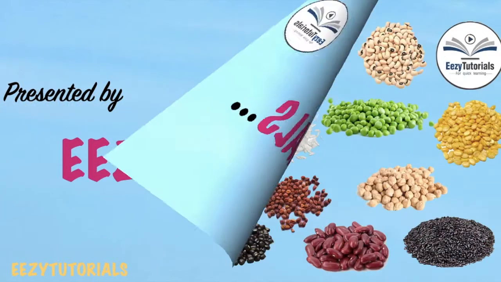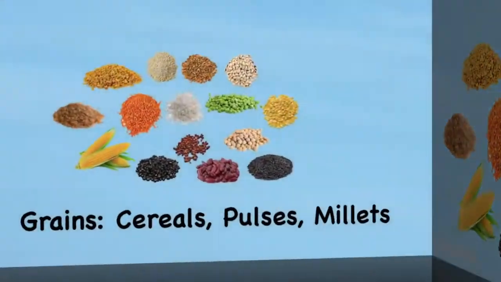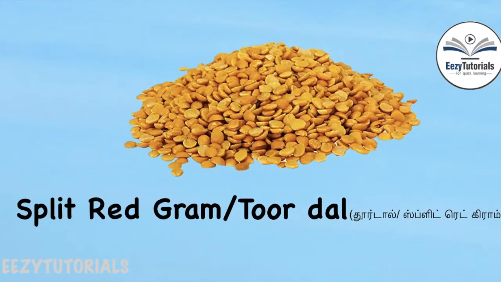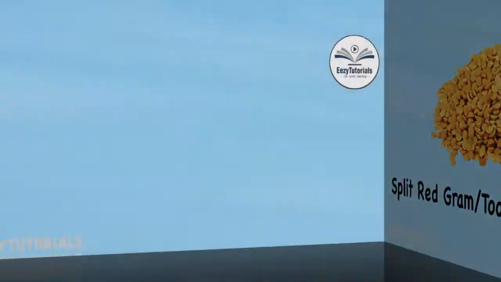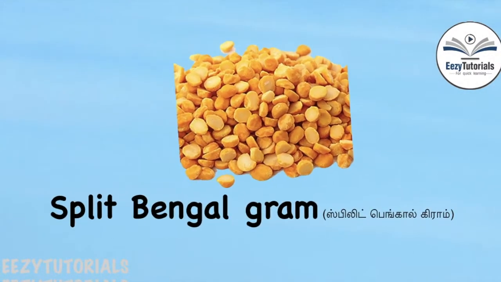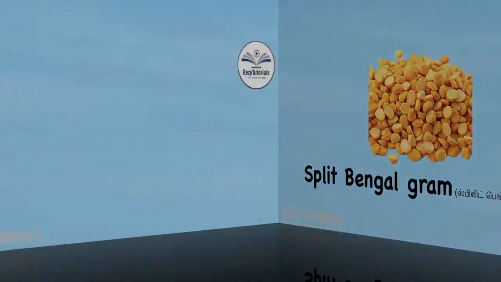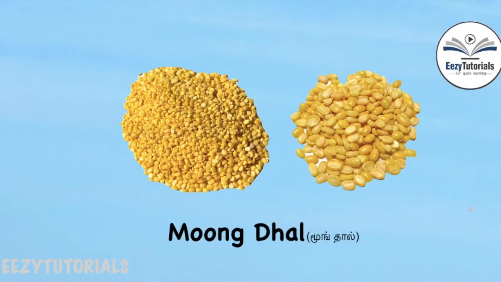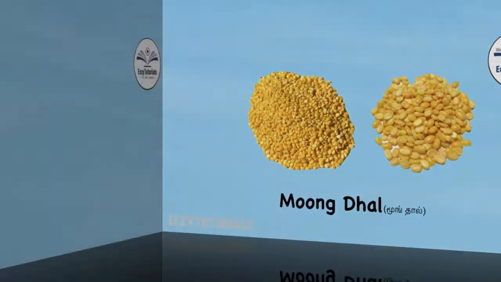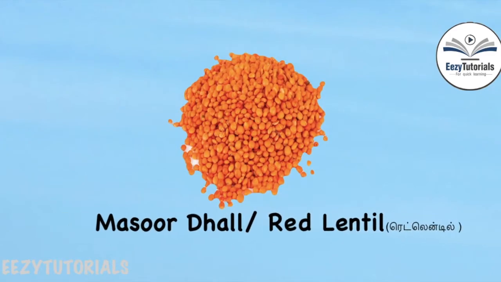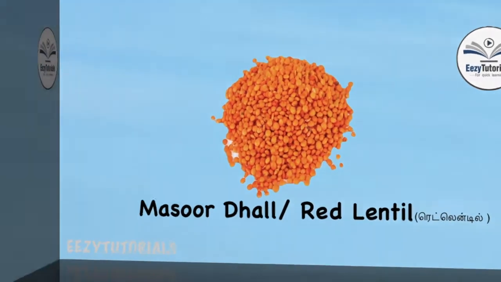In this video, we are going to see more than 40 grains. It includes cereals, pulses and millets. What is this? Split red gram or tur dal. This is split Bengal gram. Very small and yellow color grains, moong dal. Orange is yellow grain, masoor dal or red lentil.